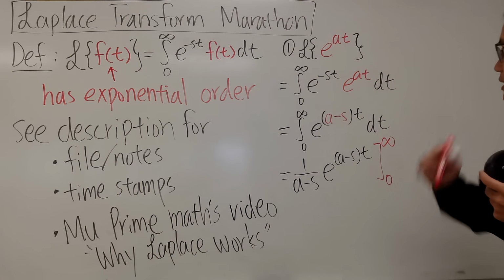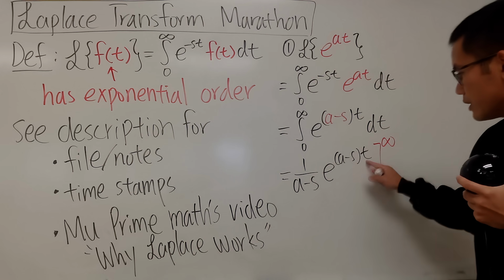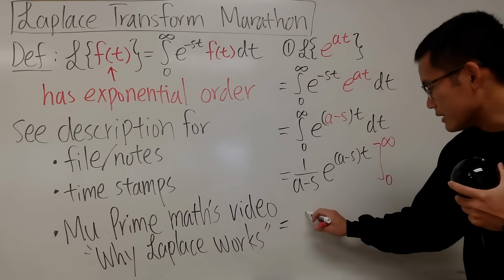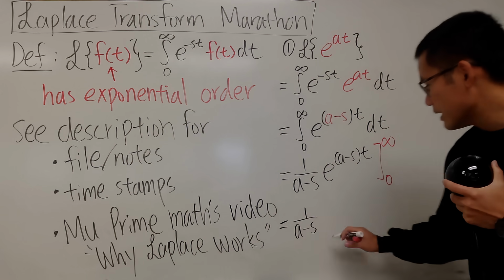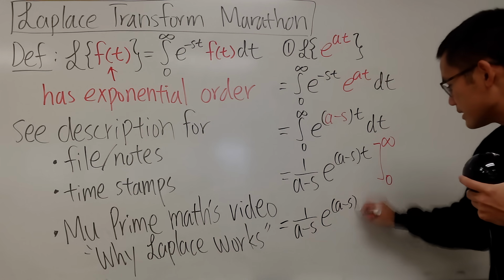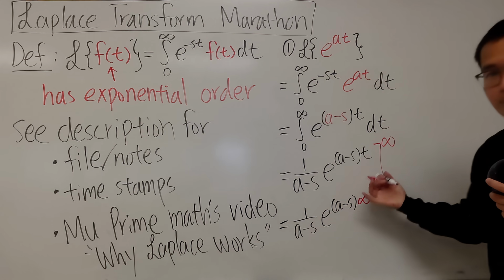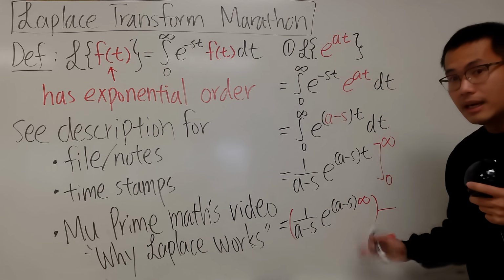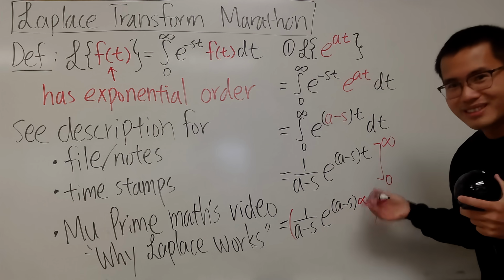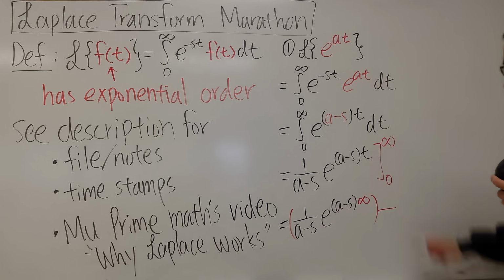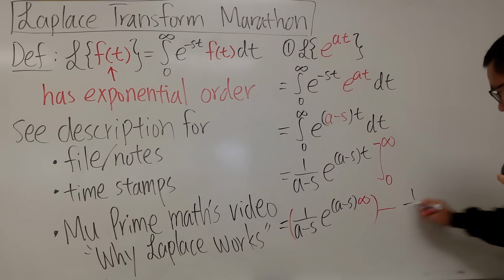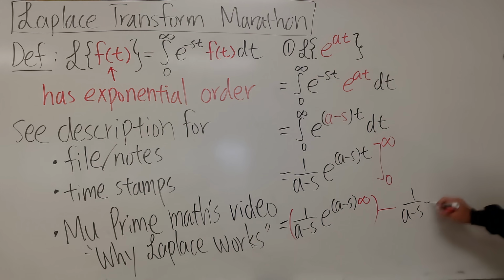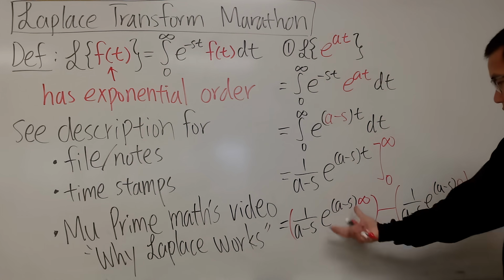Now, here is the deal. When we plug in infinity to the t, you will see that we'll end up with something like this. 1 over a minus s, and then e to the a minus s, and here you have positive infinity, right? And then minus, and again, I know this is a bad notation, but as I said, it's just a shorthand notation. It's still okay, yeah? Just remember we're taking limits. And then you put 0 in here, so we have 1 over a minus s, and then we have e to the a minus s times 0, like this. Right? So that's the first part, and this is the second part.